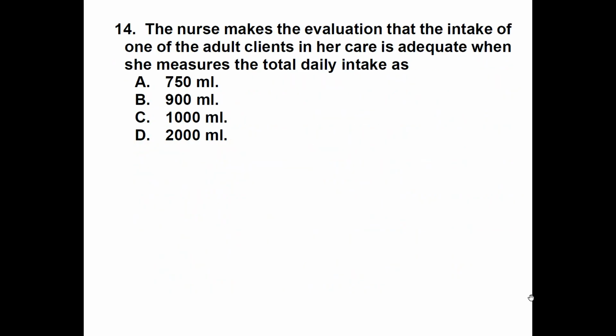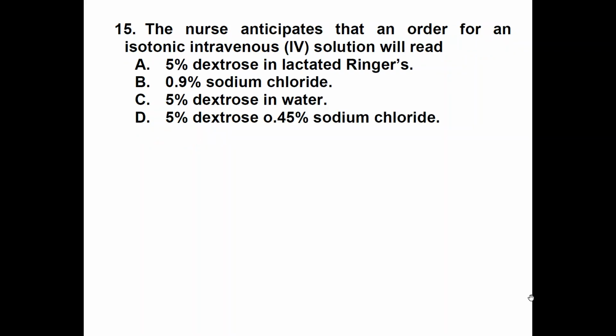Number 14. The nurse evaluates that the fluid intake of one of the adult clients in her care is adequate when she measures the total daily intake as 750, 900, 1000, or 2000 ml. Adequate daily fluid intake for an adult is best at 1500 ml. So the answer here is letter D. That should be 1500 to 2000 ml. So 14 is letter D.